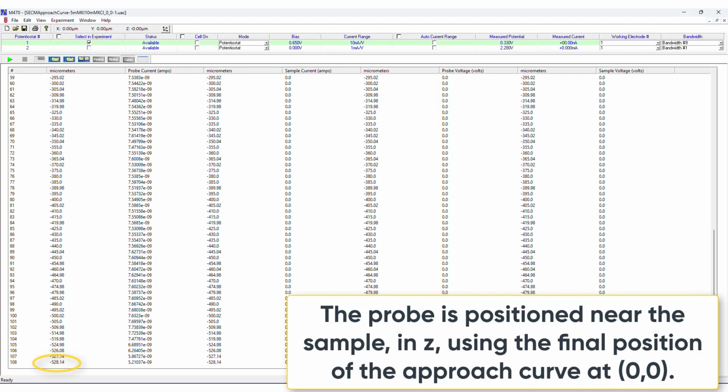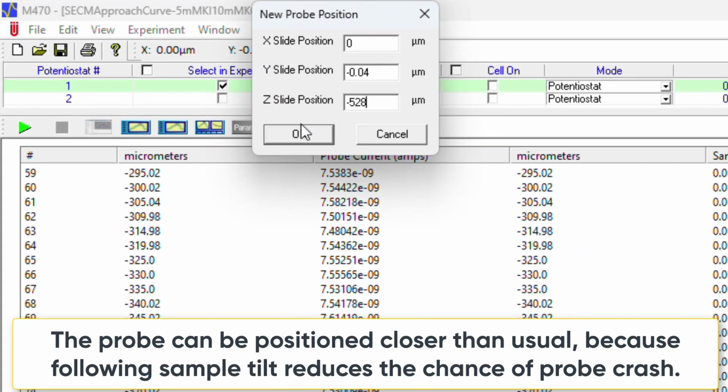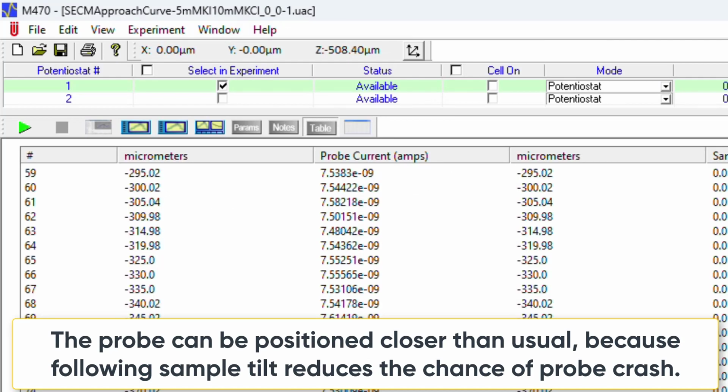Next, the final position of the probe in the 0-0 approach is used to position the probe near the sample. Because the chance of probe crash is reduced by following sample tilt, the probe can be positioned closer than usual.